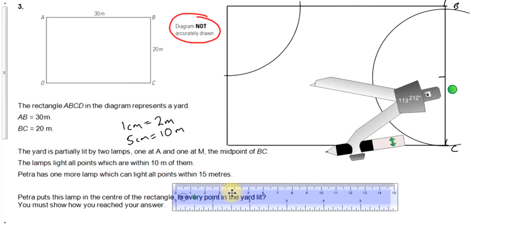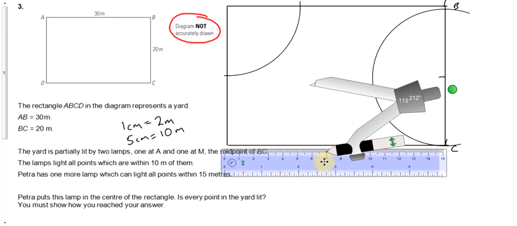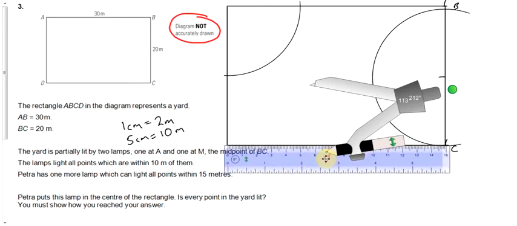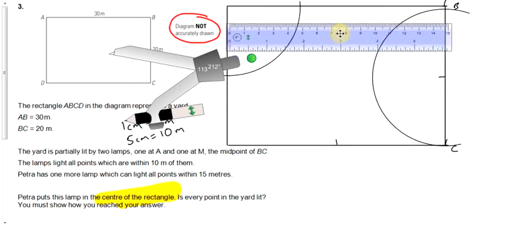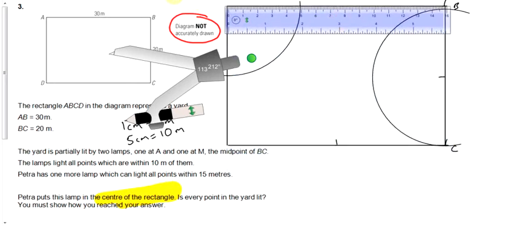Petra has 1 more lamp which can light all points within 15 metres. Well, good for Petra. So that's going to be put in the centre of the rectangle. I know that because I've read it just there. So the centre of the rectangle, so that's 7.5 along. And I'm going to move it up to the top to make sure this is all parallel. So 7.5 here, that's there, isn't it?